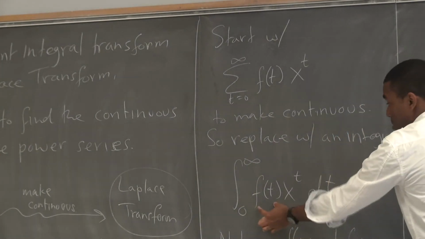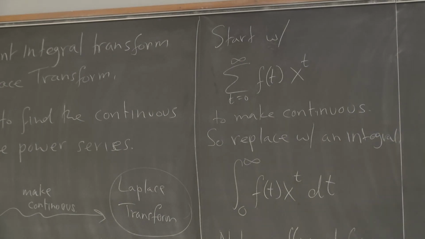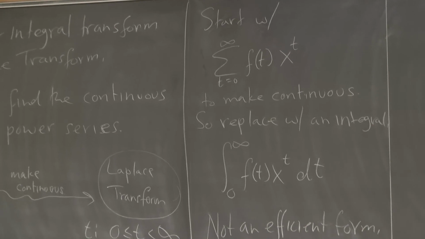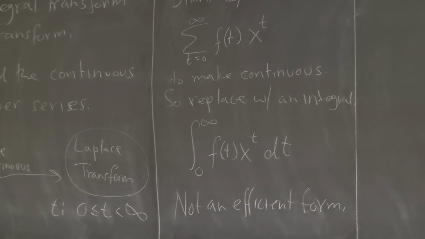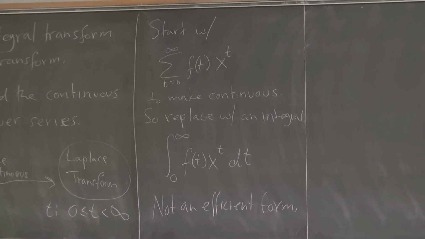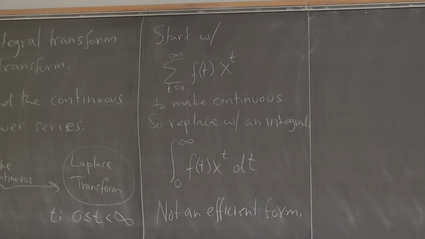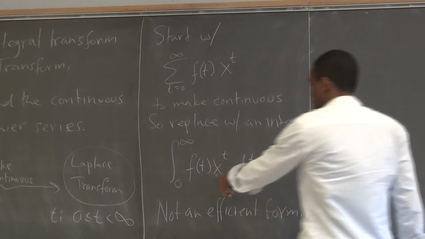Why? Integrating something times x to the t is hard to integrate by itself normally. Mathematicians don't particularly like it. Engineers like it even less. If we're going to have an exponential, it turns out the best exponential to use is which one? What's the exponential we all like? e to the x. So we need to write this as e to the x.